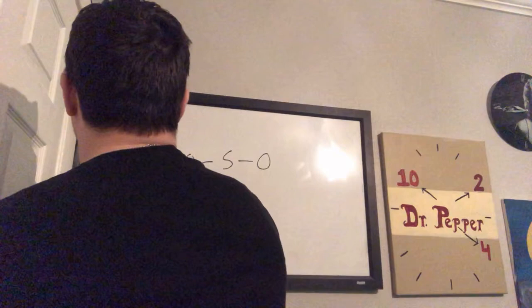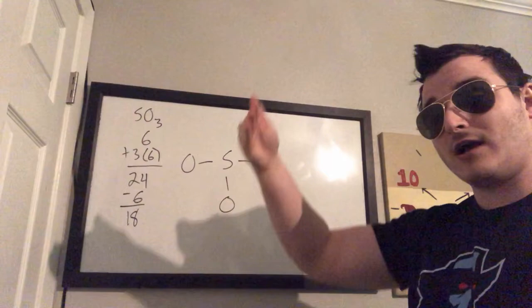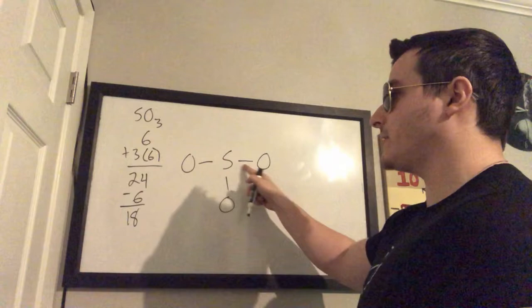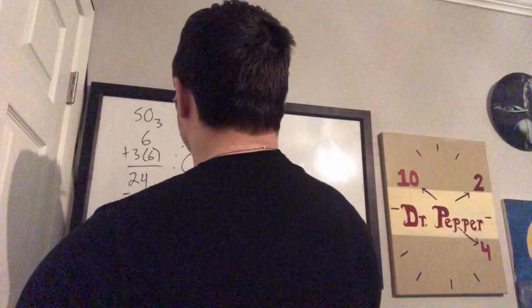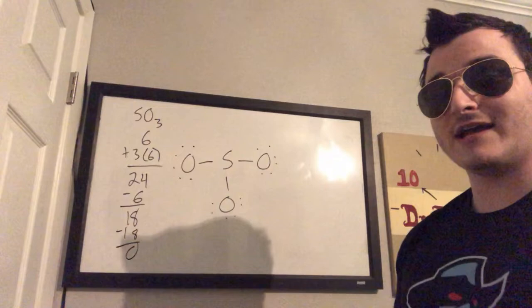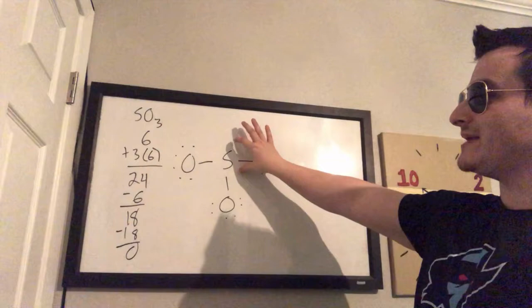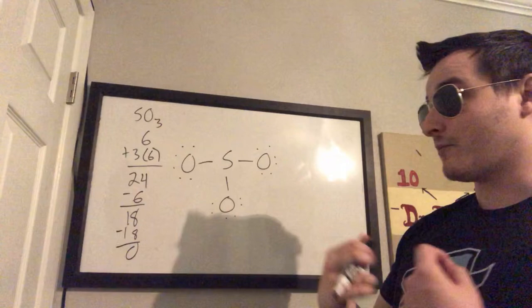Next step, we're just going down the rules here, is to make our outside guys happy. They currently only have 2 electrons. They want to get to 8, therefore they each need 6 more. Add your dots. And 6 times 3 is 18. So we've utilized all of our electrons. However, take a closer look. Your central atom is not happy. And so if you're going down the list of the rules, what are we running into here?